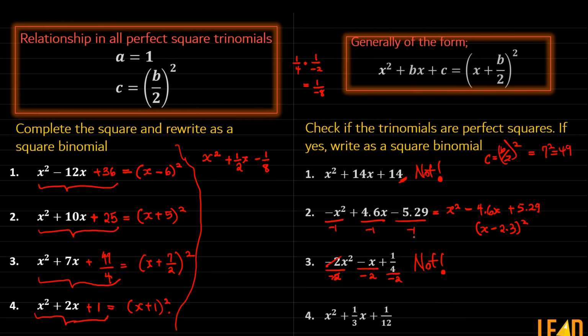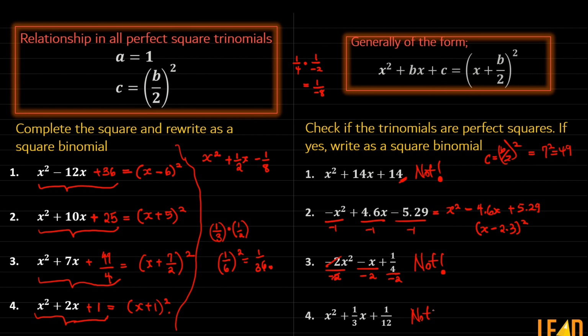All right. So finally, this one. Okay, this is not so bad. A is already 1, so we are good with that. We just need to divide 1 over 3 by 2 and then square. So I'll multiply it by half since I want to divide it by 2, which would give me 1 over 6. If I square 1 over 6, it gives me 1 over 36, not 1 over 12. So this is wrong. So it's not.